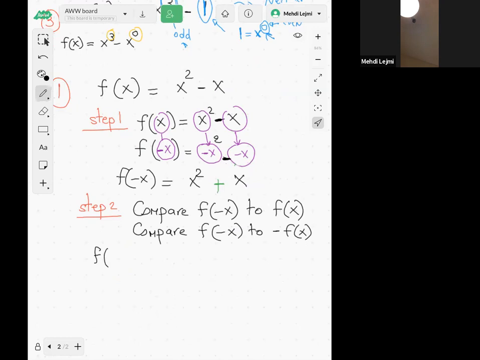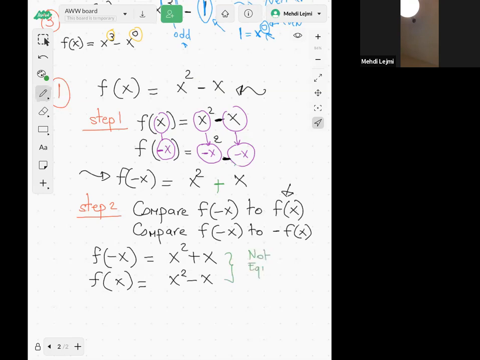f of minus x, from the first step, is x squared plus x, right? And I want to compare it first to f of x, my original function, which is just x squared minus x. If you compare these two functions, they are different. So they're not equal. If they are not equal, then f of x is not even.